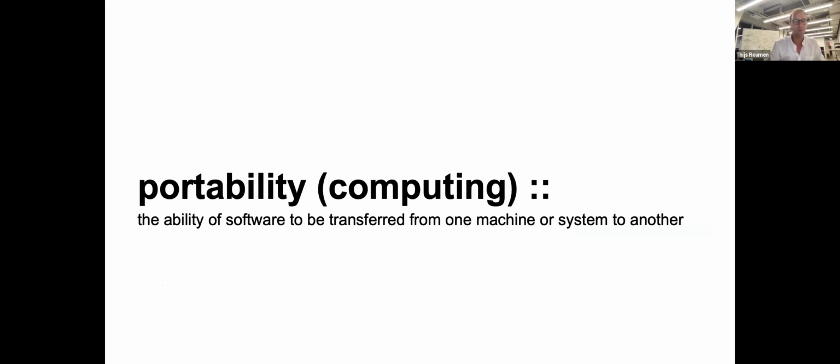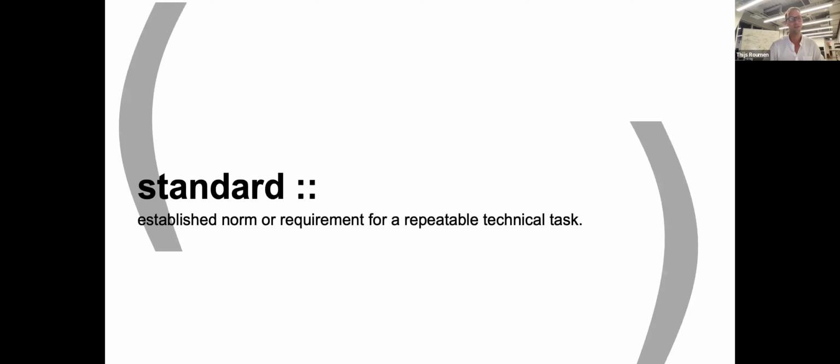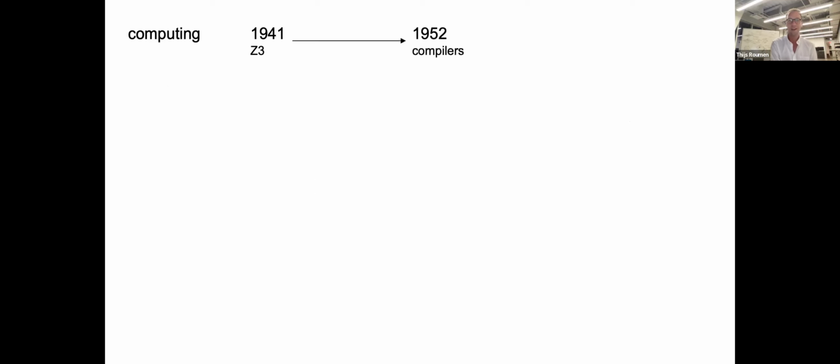So portability in the context of computing is the ability of software to be transferred from one machine or system to another. And we tend to capture that in the form of standards, right? A standard is an established norm or requirement for a repeatable technical task. If we look at the bigger picture of how that has impacted the world, in computing we saw the hardware being introduced in the 40s, the first compilers being written in the 50s, and then in the decades afterwards that idea getting adopted and turning into a mainstream phenomenon.